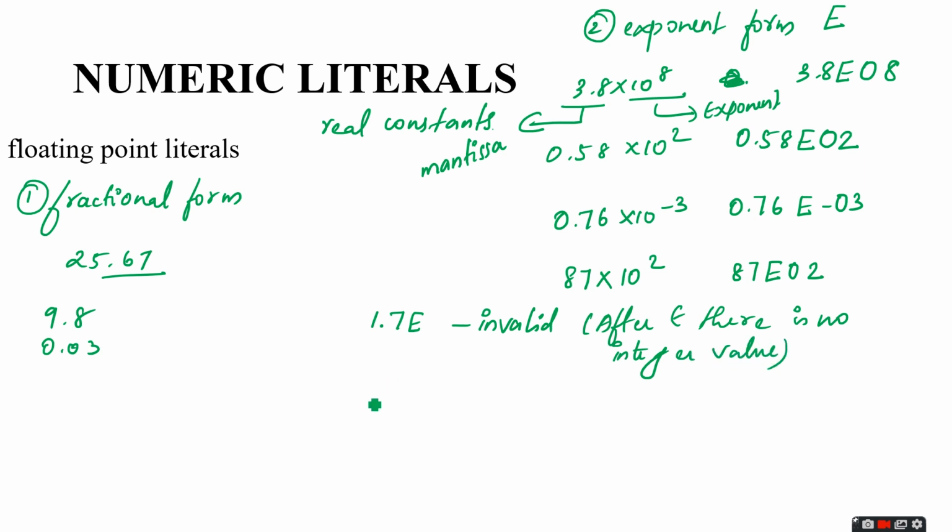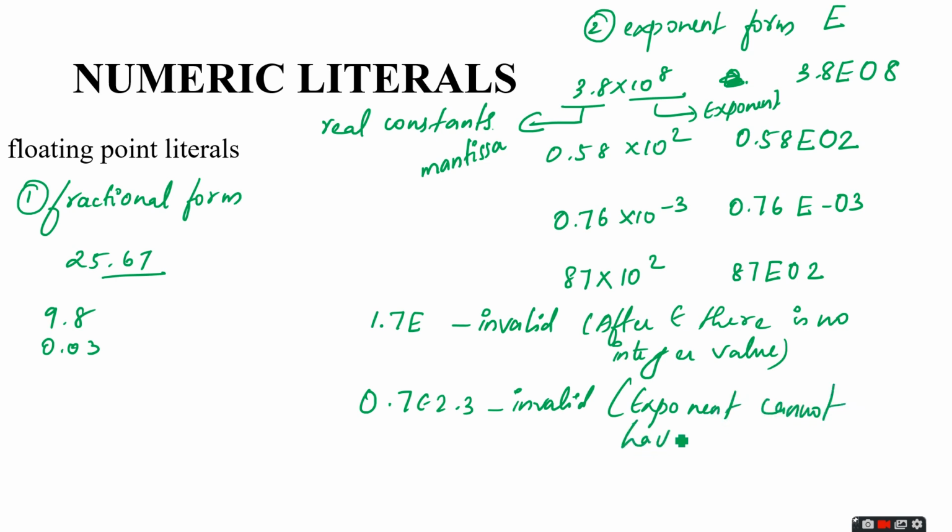Now next, if you are writing like this, 0.7E2.3, this is also invalid because exponent cannot have a fractional part. Now see here, after E we are writing 2.3. 2.3 in Python is known as a fractional part. So exponent cannot have a fractional part.